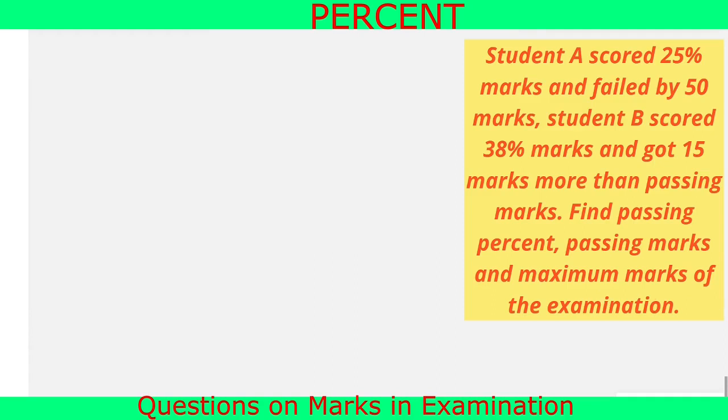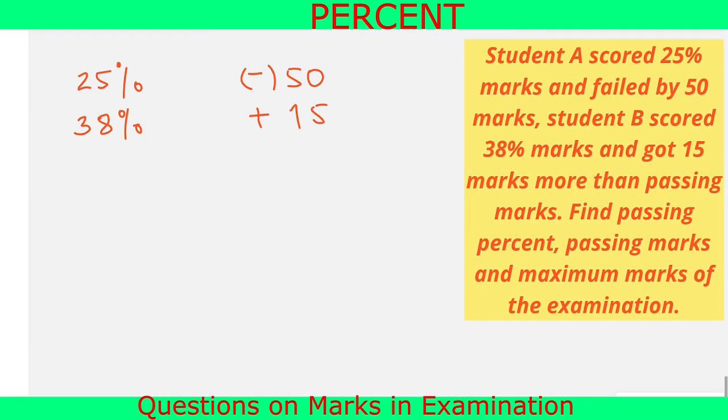It's given that student A scored 25% marks and failed by 50 marks. So we write it as minus 50. If he had got 50 marks more, then he would have passed. Now another student, student B, scored 38% marks and he scored 15 marks more than the passing marks. So we write it as plus 15. He got 15 marks more than the passing marks.